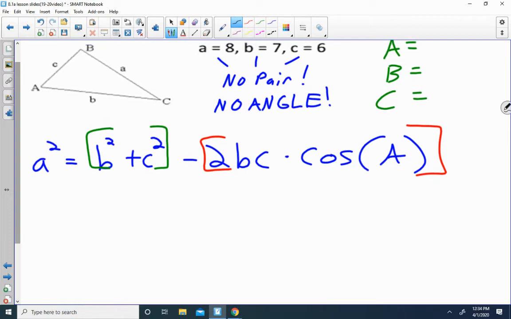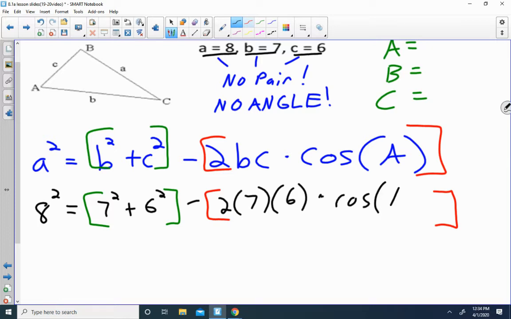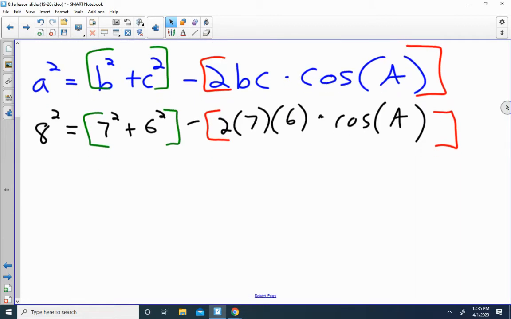So I have an A squared this time where my A is 8. So that's gonna be 8 squared equals, I'm gonna go ahead and put my brackets in. And then my B squared, where my B is 7, is going to be 7 squared. And then C squared, where C is 6, so it's going to be 6 squared. Then subtract that from 2 times B, which is 7, times C, which is 6, times cosine of A. I do not know what A is yet. All right, the numbers are plugged in. Now let's do the chugging.